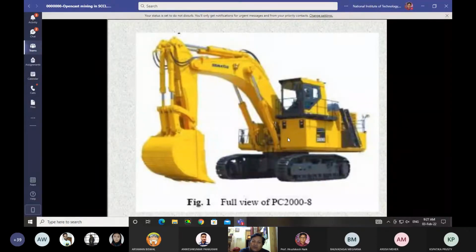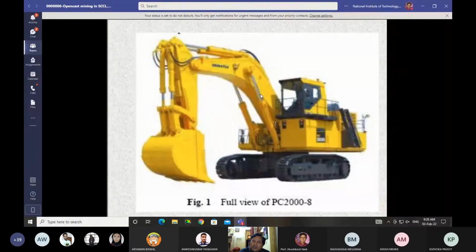Full view of this machine is shown here. So this is the crawler. Over the crawler, the machine is standing, and with the help of this crawler, this machine can be taken from one place to another place. So moving of the machine is very easily done. And here is the cabin where the operator is sitting. So this machine is called a hydraulic shovel.